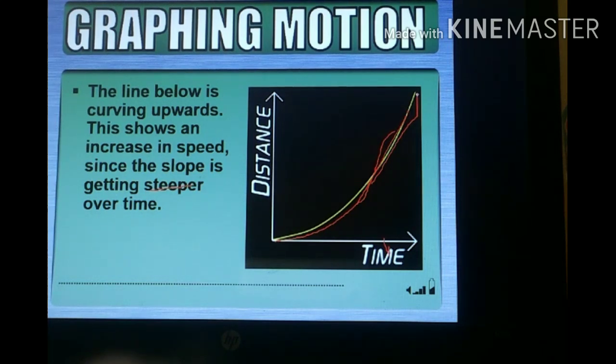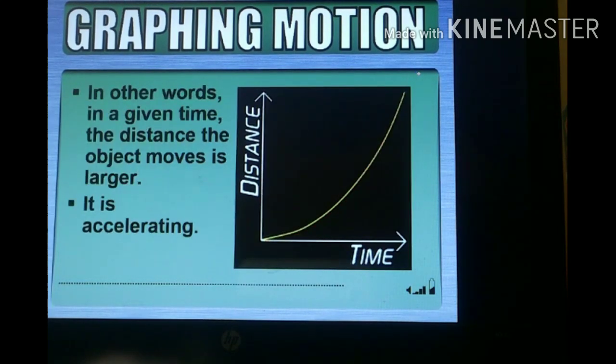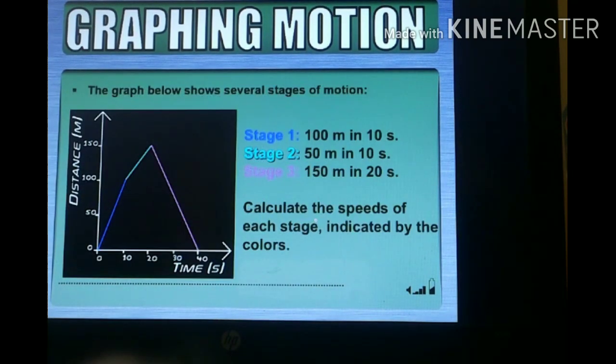Take for example, a vehicle is at rest. We accelerate the vehicle. As soon as we accelerate, the graph will look like this whenever we are accelerating. In other words, in a given time, the distance the object has moved is larger. It is an accelerating motion. Like I have already said, it is called accelerating motion.